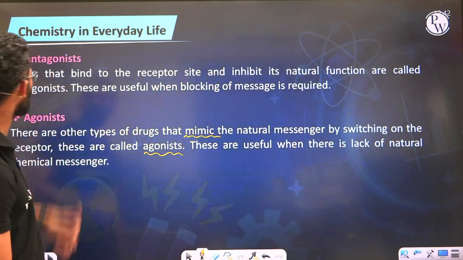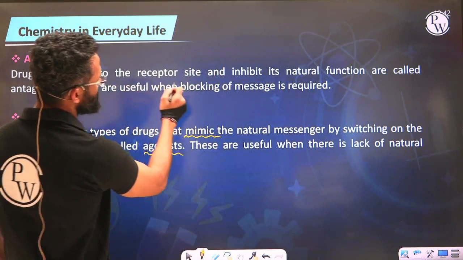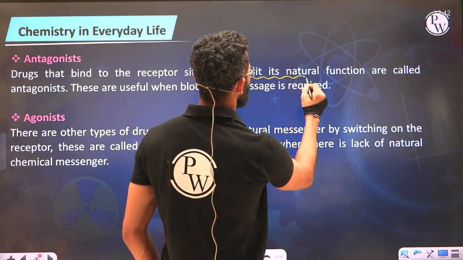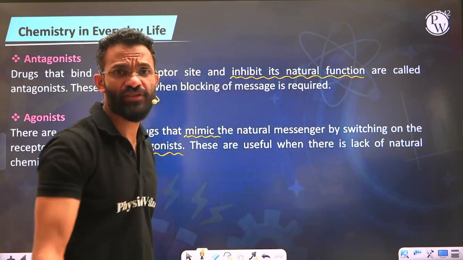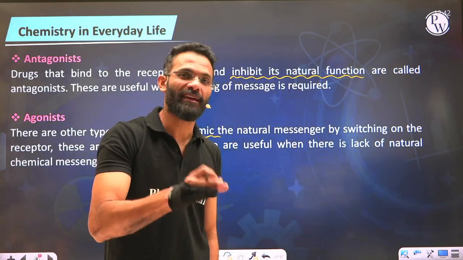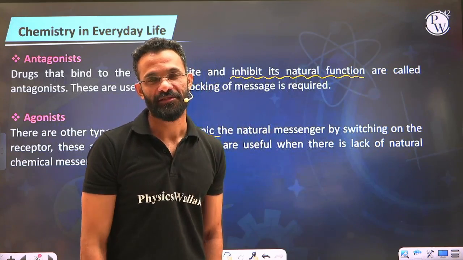And what is an antagonist? Antagonists are those drugs that bind to the receptor site and inhibit the natural function of the chemical messenger. Like anesthesia. Anesthesia itself got attached to the receptor and inhibited the interaction between the natural chemical messenger and the receptor.